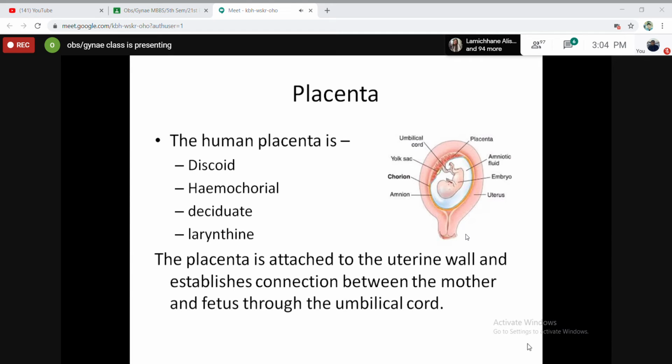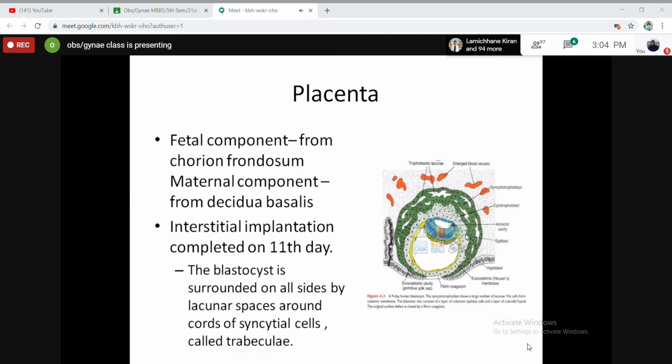And the placenta is attached to the uterine wall and establishes connection between the mother and the baby through the umbilical cord. It is derived from two components. It has got a fetal component as well as a maternal component. The fetal component is basically from the chorion frondosum and the maternal component is from the decidua basalis.